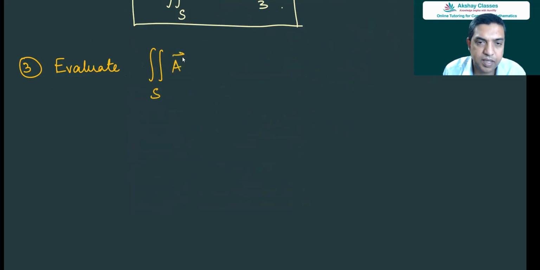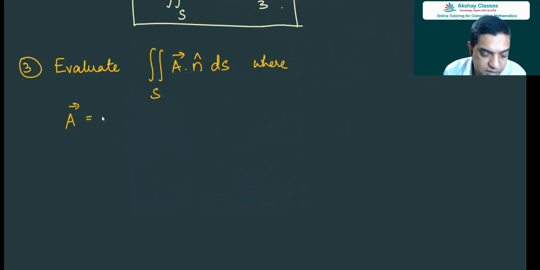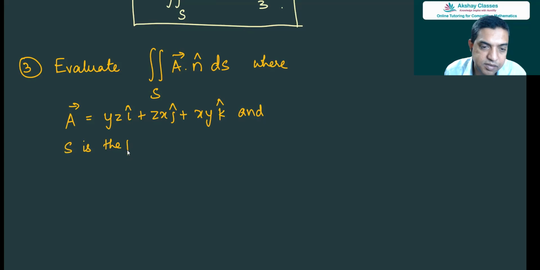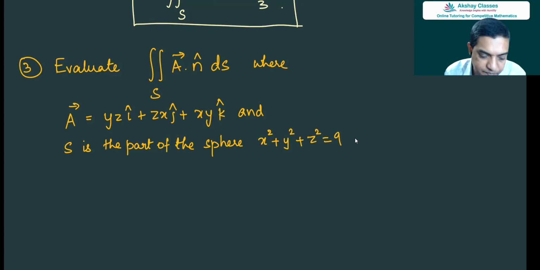So evaluate the surface integral of A dot n cap dS, where A is yz i cap plus zx j cap plus xy k cap, and S is the part of the sphere x squared plus y squared plus z squared equal to 9 in the first octant.